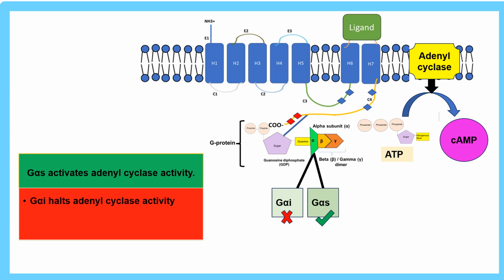So how do the G alpha S and G alpha I regulate? If you look at the image over here, the G alpha I is involved in halting the activity of adenyl cyclase. What that means is it stops the production of cAMP or lowers the activity. But the G alpha S is involved in activating the adenyl cyclase activity, so you have more production of cAMP.